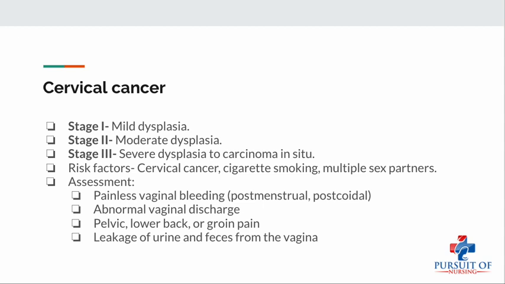So these female patients are going to present with painless vaginal bleeding, whether it's postcoital, after sex, or post-menstrual. They may have abnormal vaginal discharge, pelvic, lower back, or groin pain, and then they also may experience leakage of urine and feces through the vagina. So, different interventions for cervical cancer. You have laser therapy, cryosurgery, and then you can get a hysterectomy as well.